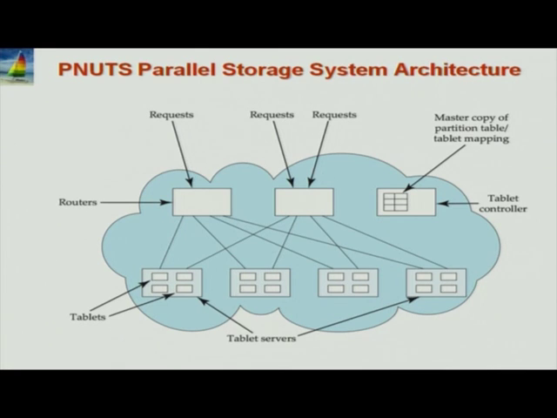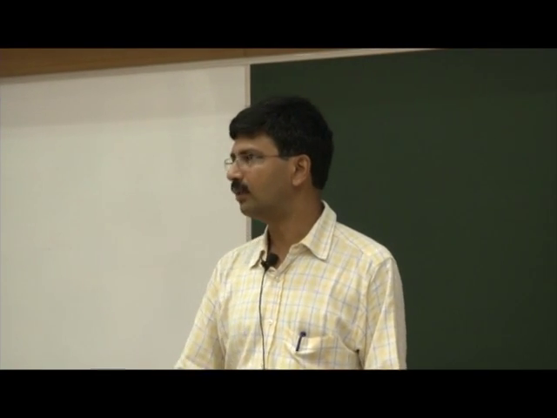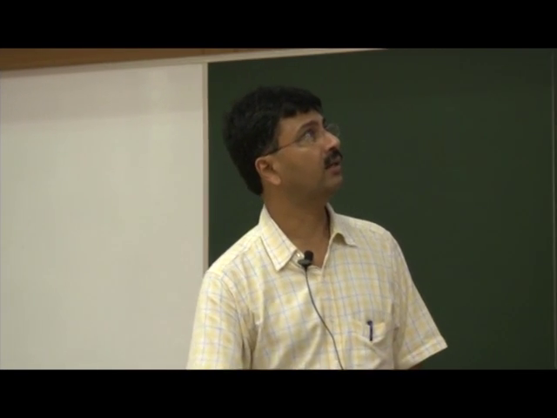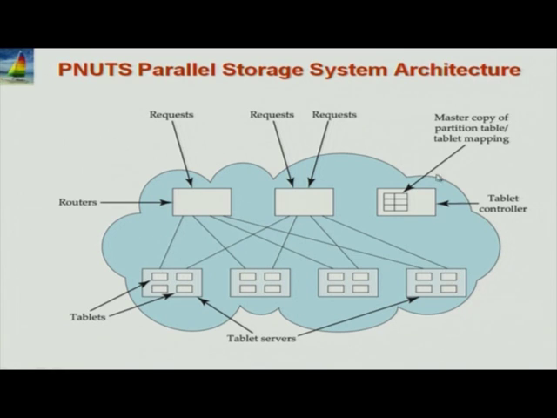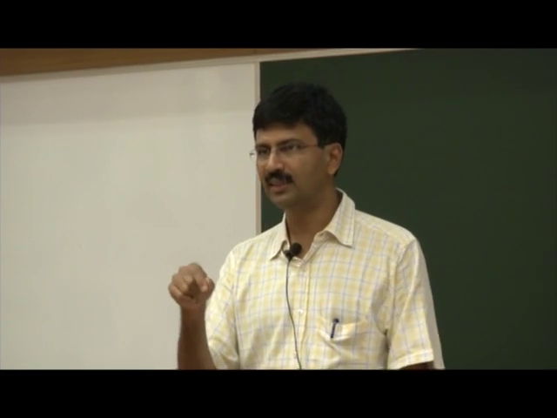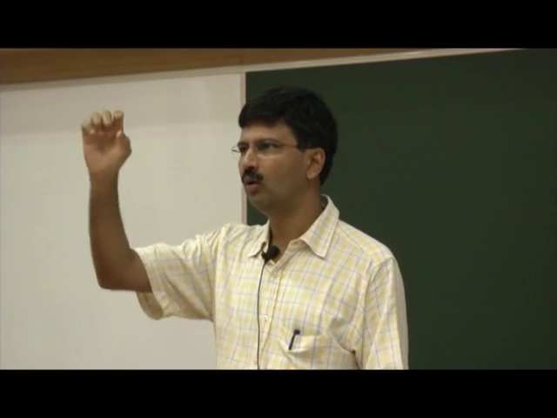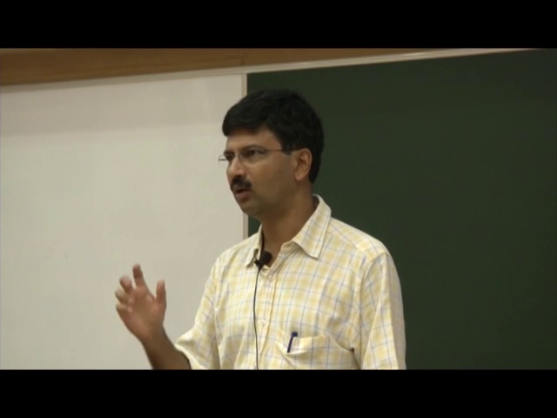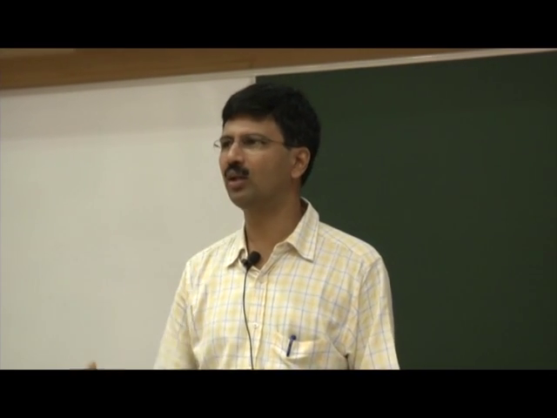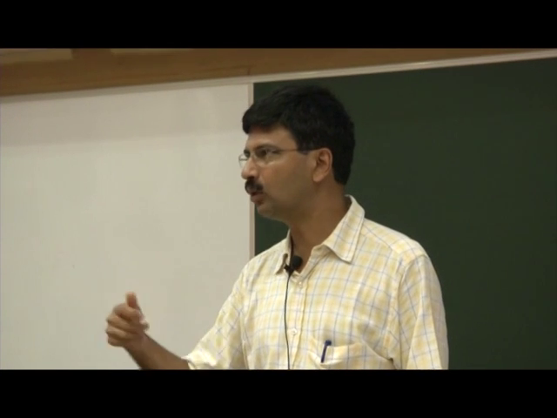And now, what about queries? If a request comes in, you have to know which tablet contains data and where that tablet resides. So there is an index kept here, the master copy of that index is here at the tablet controller. And then there are machines called routers which have a copy of that information. So given a key value, this can look up that index. By the way, the index is on ranges. So any key value between 1 and 20,000 is in this tablet, or hash of key value equal to something is on this machine. So that's how that goes.